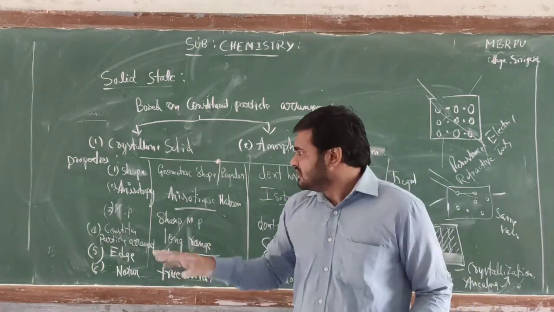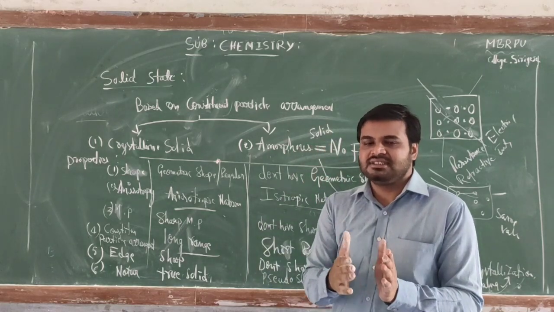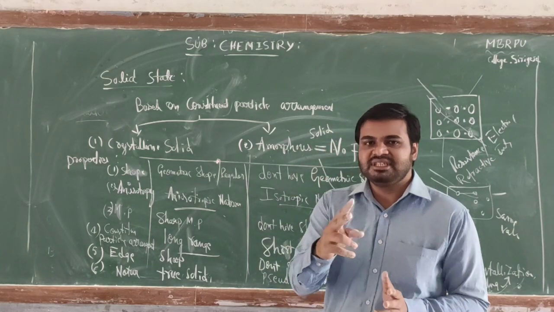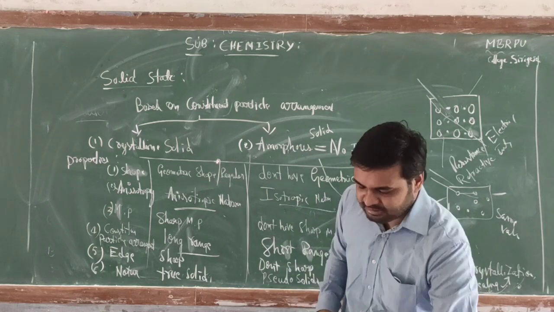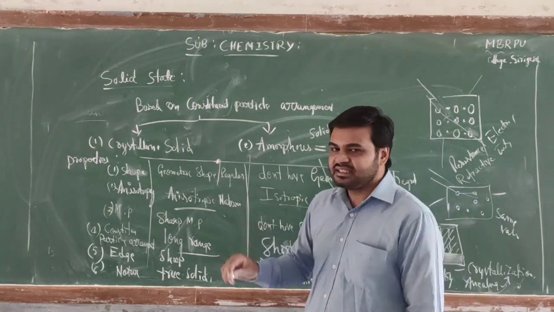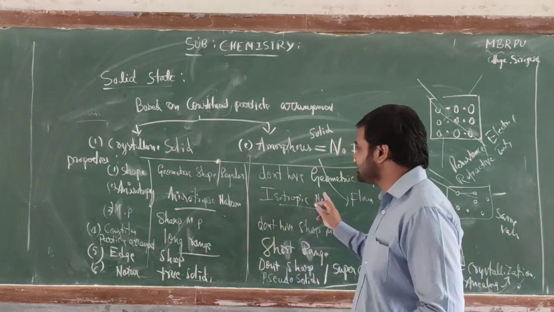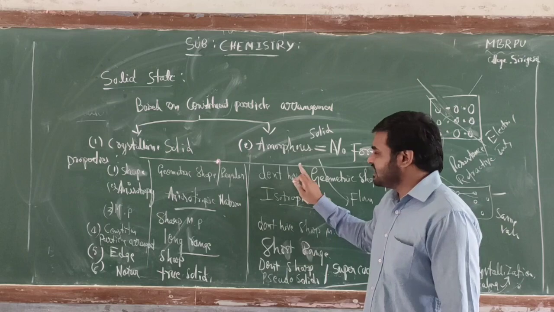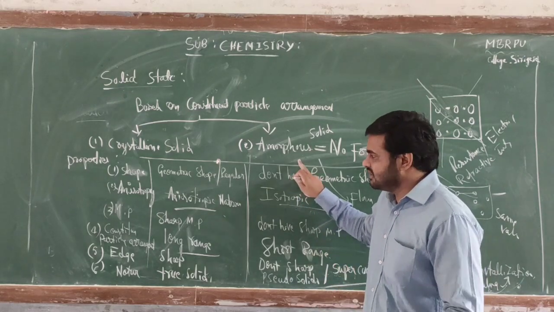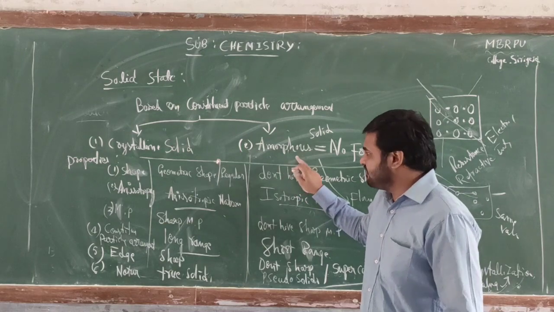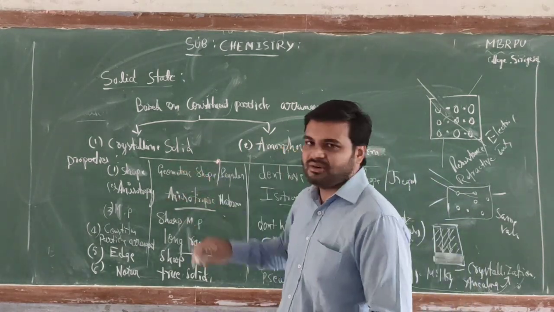The 7th one. If you cut the crystalline solid, then 2 pieces will be possible. Those pieces have smooth and plain surfaces. But in the case of amorphous, the surface is very rough. It does not give a definite shape. Okay, this is one more important point.